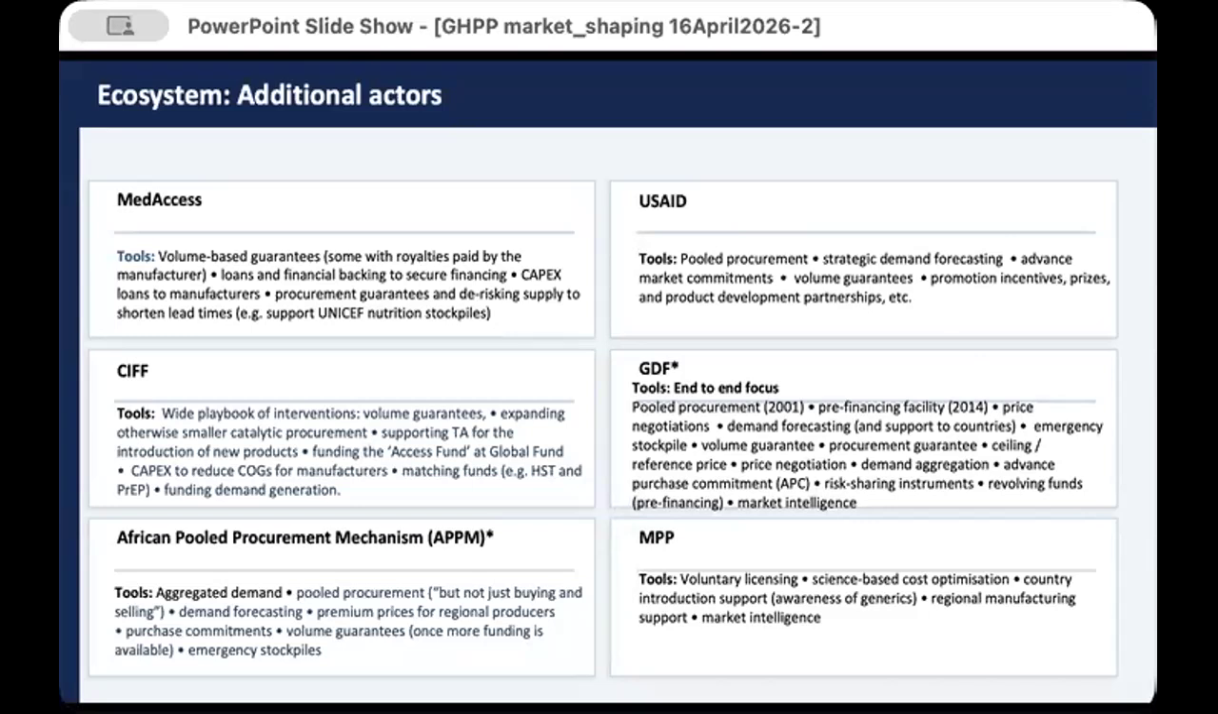They are funding the Access Fund at the Global Fund, which is part of the next generation market shaping strategy. They also provide CapEx to reduce the COGS, the cost of goods, for manufacturers and have provided matching funds, and they fund demand generation. We're going to be going through more of the APPM, and I just want to thank Public Citizen for having the African Pooled Procurement Mechanism on a call earlier this year that was very informative. And of course, their role is only going to increase in the ecosystem.